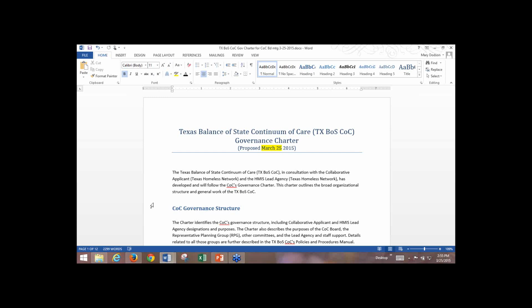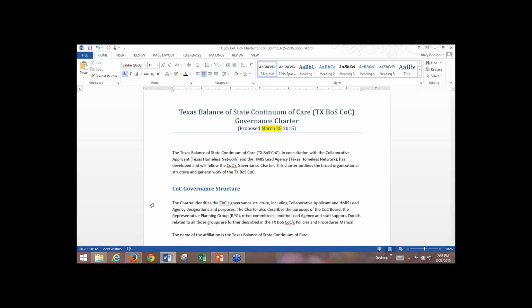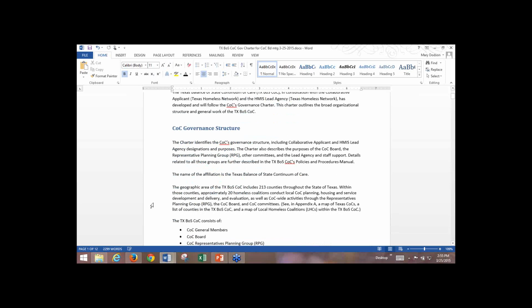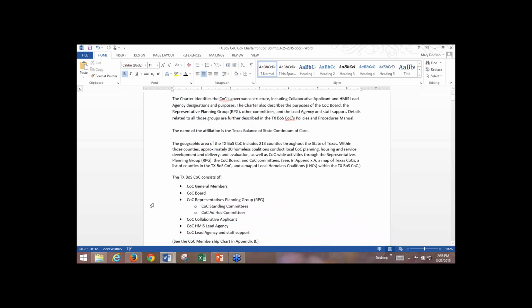So I've updated the date here on this version of the governance charter because there are a few slight differences from the one that was posted on our website and that we had been receiving comments on. But in general, you'll see the first part of it is the COC governance structure in general. Oh, for heaven's sakes, I see a mistake right here already. We are now, as of a few weeks ago, not 213 counties anymore. We are 216 with the addition of those 3 that were formerly in the Southeast Texas COC. So I will need to change that.